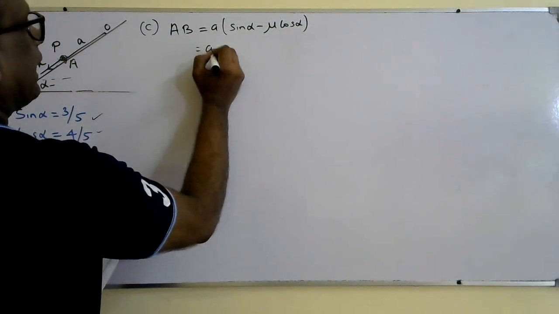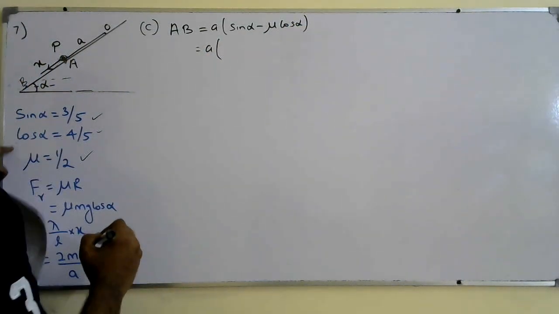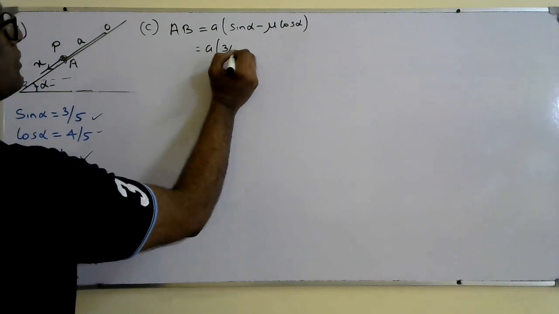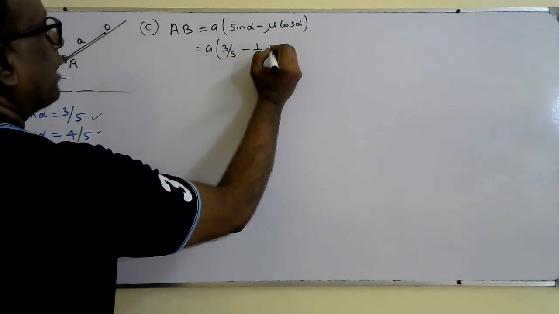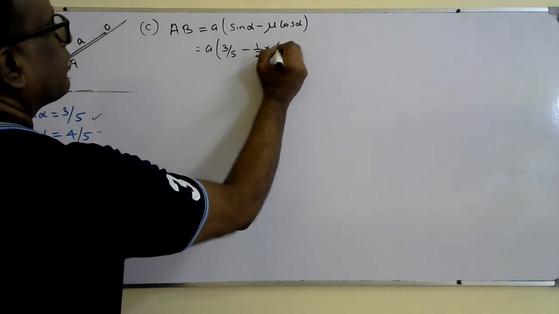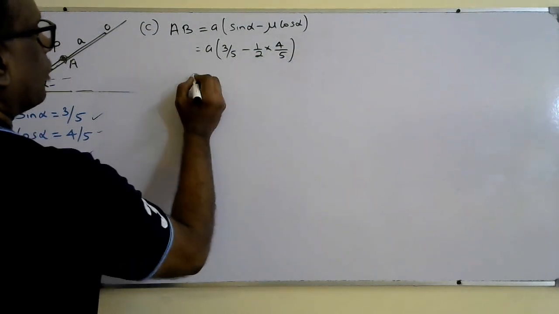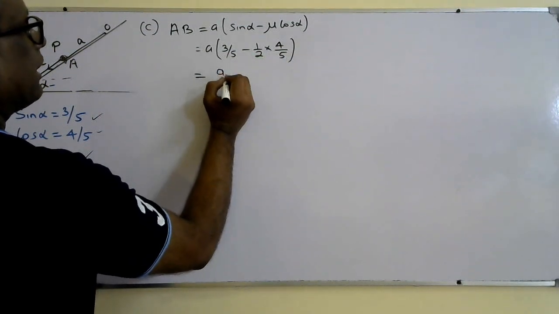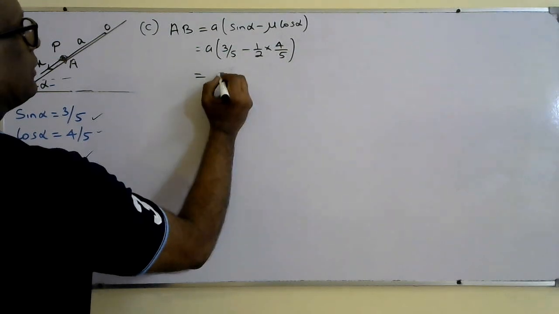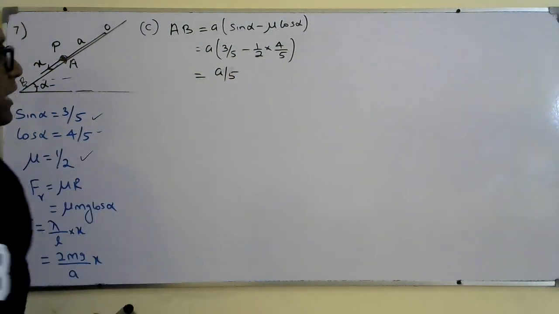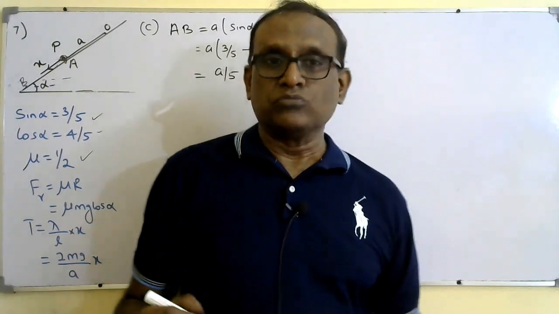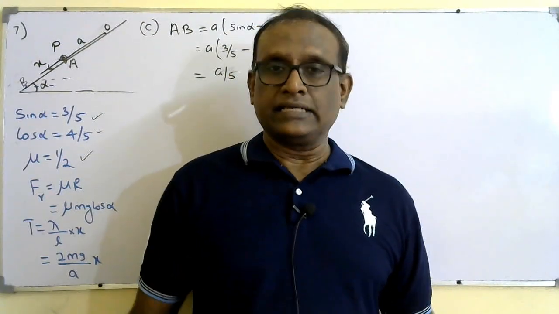We'll substitute A sine alpha, we know that 3 by 5, minus mu is half into cos alpha 4 by 5. Solve it, you will get A by 5. So A by 5 is the distance it moved from A until the particle comes to rest.